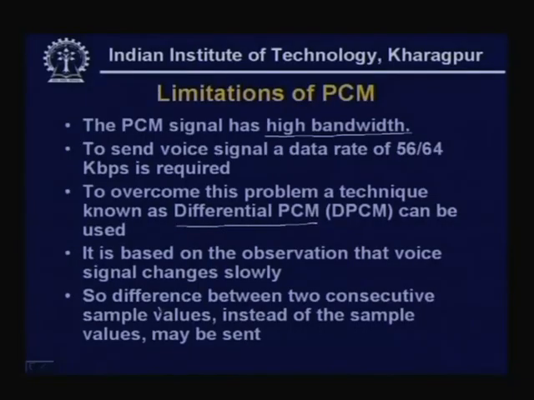So, instead of sending the absolute values, the difference between two consecutive sample values may be sent. This is the basic idea of differential PCM. Since the signals are changing slowly, the difference will have small values. So, the number of bits required will be less. So, bandwidth will be less.